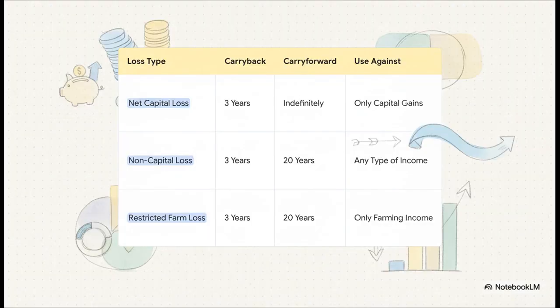But here's the thing you have to know. Not all losses are created equal. You can see here a net capital loss. That's from selling things like stocks or property for less than you paid, can only be used to cancel out capital gains. It's pretty specific. But look at that one in the middle, a non-capital loss. That is a game changer. You can use it against any type of income, which makes it incredibly flexible. And you can see they also have different expiry dates, so you have to use them or lose them.